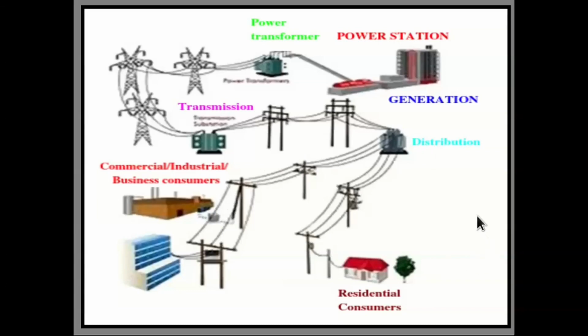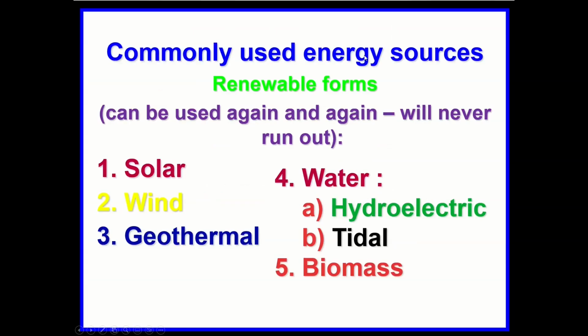Now we come to the commonly used energy sources. There are mainly two categories. One is the renewable forms. This can be used again and again and will never run out. The common examples are solar, wind, geothermal, water. The energy source can be of two types in this category, namely hydroelectric and the oceanic tidal source. And the fifth one is biomass.